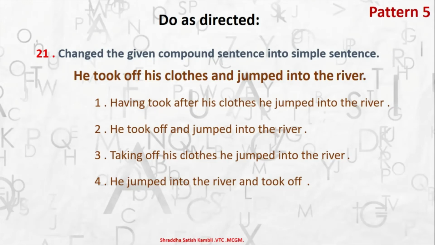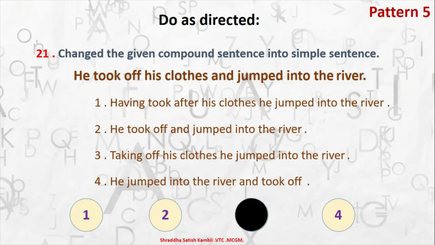Taking off his clothes, he jumped into the river. He jumped into the river and took off. So now you must be knowing very well which the answer is after doing so much of practice. It is the third one. Taking off his clothes, he jumped into the river. So we made use of a participle here.